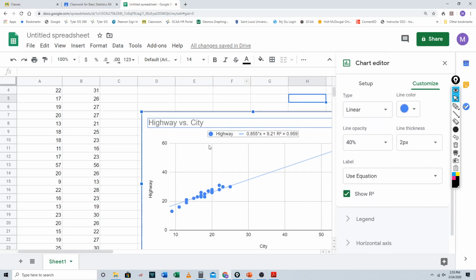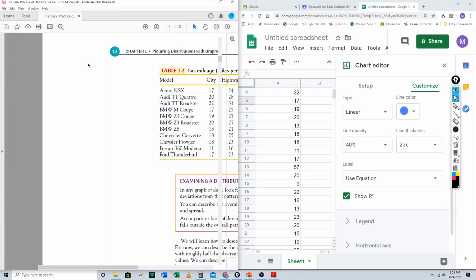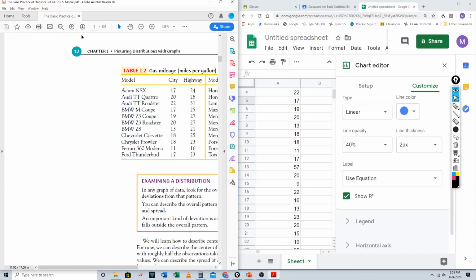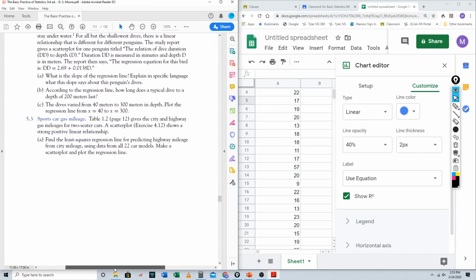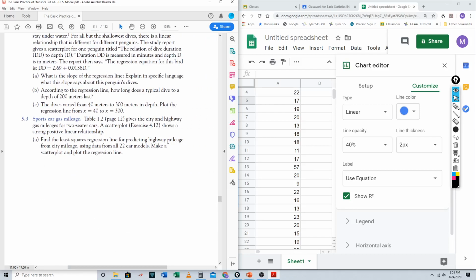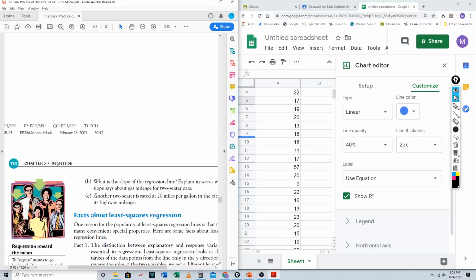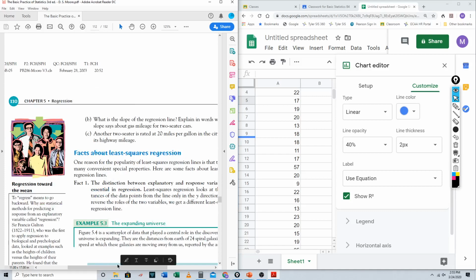Okay, so there's our equation. Now, what do they want to know? Back on page 111. Find the least square regression line, and there it is. Make a scatter plot, plot the regression line. Good, we're done there.